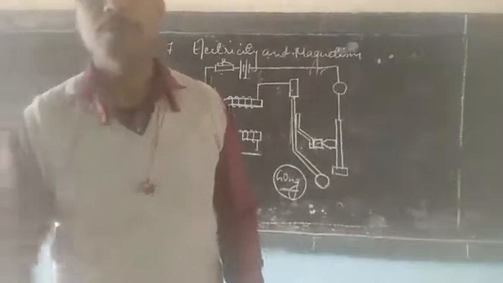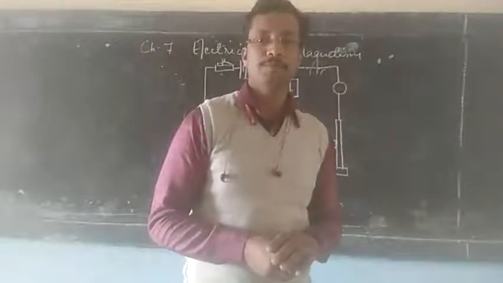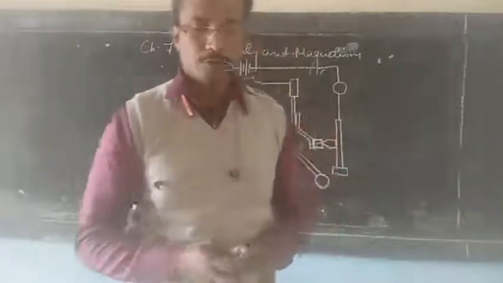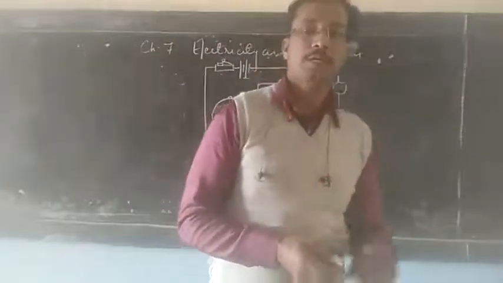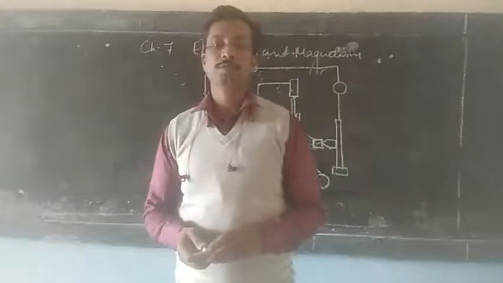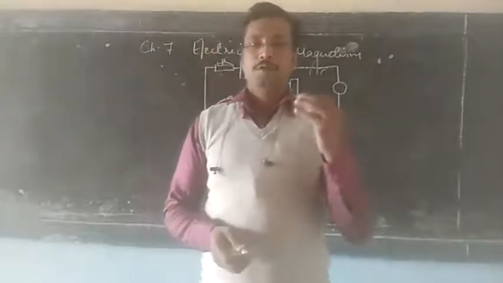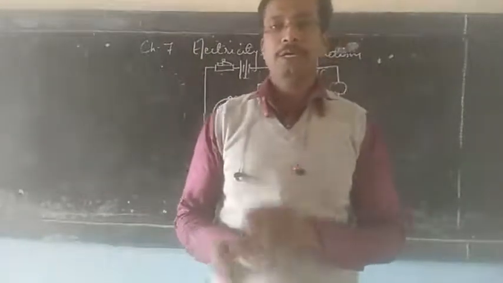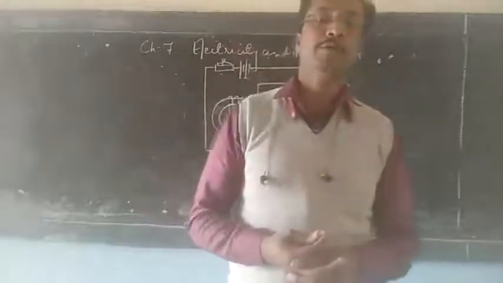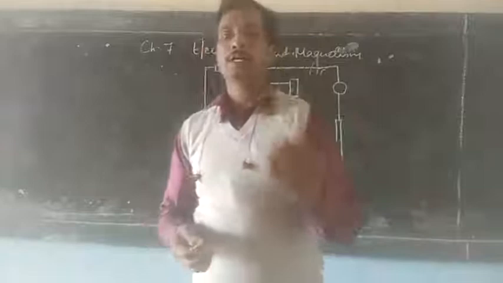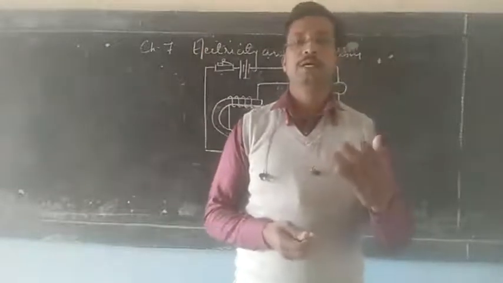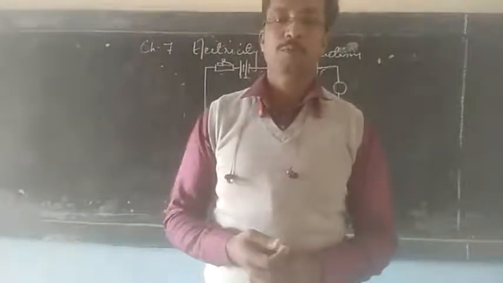There are two rules to determine the polarity, and it is called the clock rule. The rule says that if the current enters clockwise, then that end of the electromagnet will be the south pole, and if the current enters anti-clockwise, that end of the magnet will be the north pole.